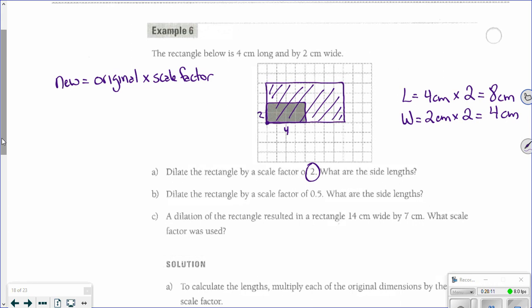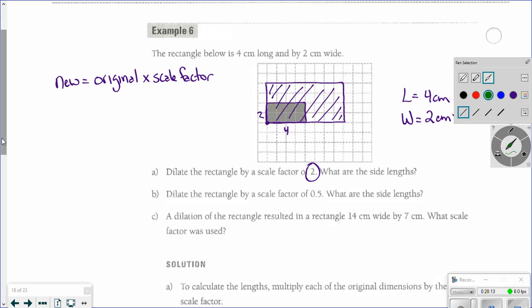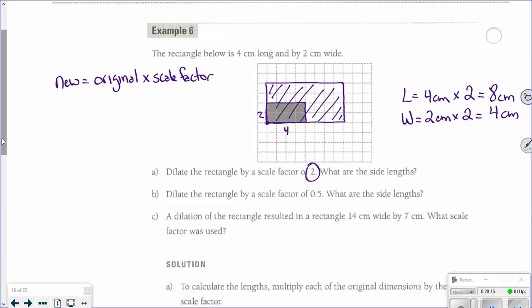So I'm just going to use a different color for the next one. The next one says dilate the rectangle by a scale factor of 0.5. What are the side lengths? So 0.5 is a number less than 1. I should get smaller side lengths. So my new length is going to be my original, 4 centimeters, times my scale factor of 0.5. 4 times 0.5 is going to be 2.